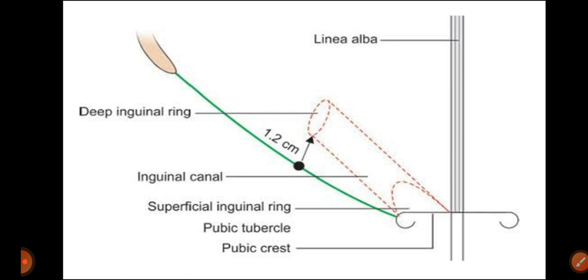It is an intramuscular slit in the lower part of the anterior abdominal wall. Between the muscles, it is present like a slit-like space that is called the inguinal canal. It extends from the deep inguinal ring to the superficial inguinal ring. It is 4 centimeters in length.